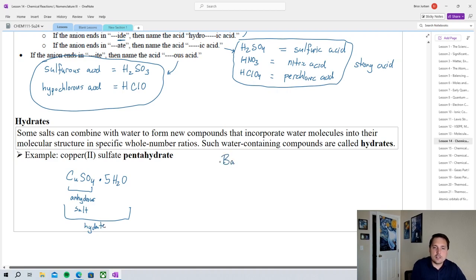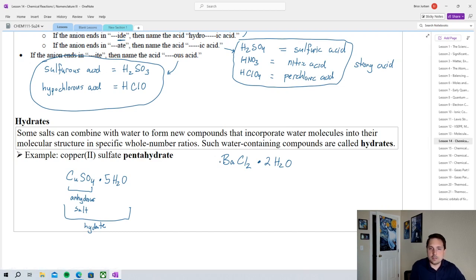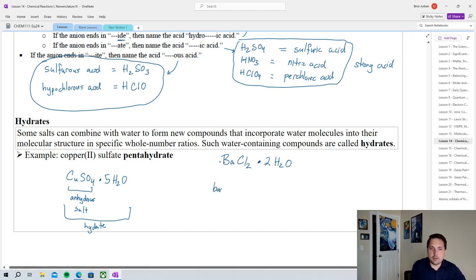So if I have the formula BaCl2 dot 2H2O, what would the name of this compound be? Well, first off, we're going to name this portion here. This is barium chloride. And then there's 2 waters, so this would be dihydrate. So it's not very hard to name these, and these come up a lot when we're working in the lab.